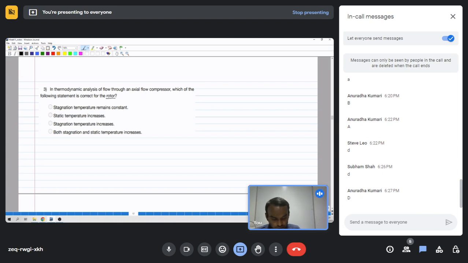So when it comes across the rotor, both stagnation and static temperature increases.